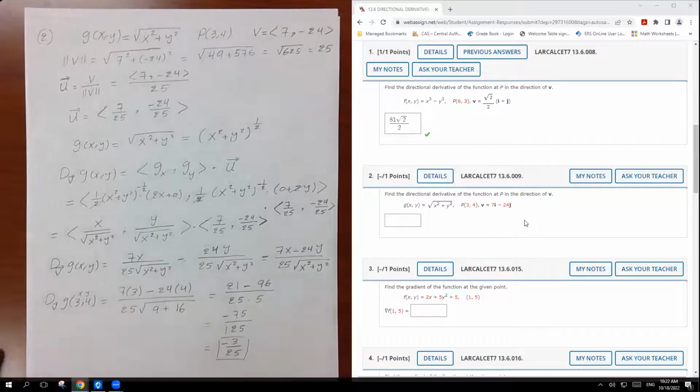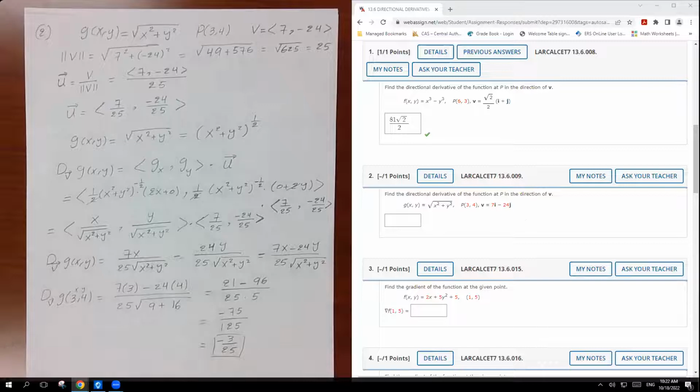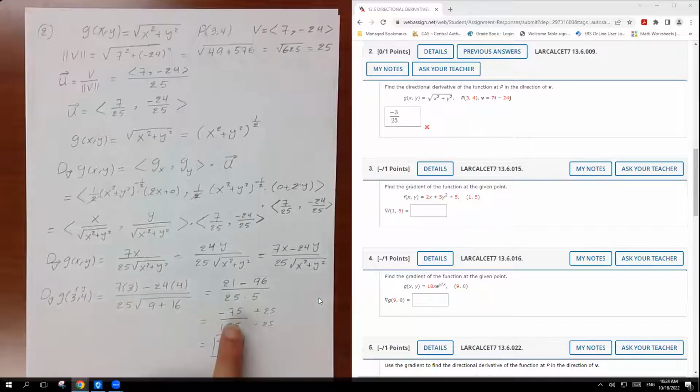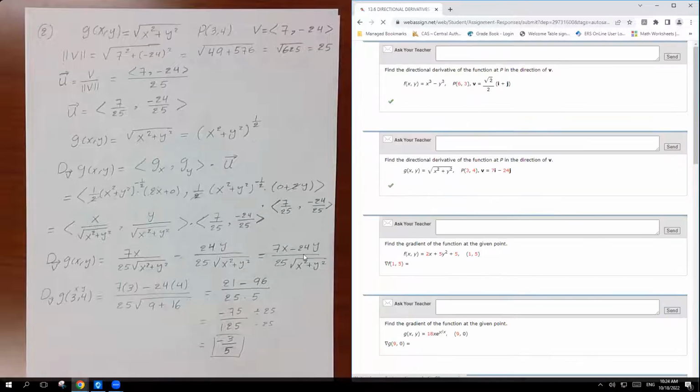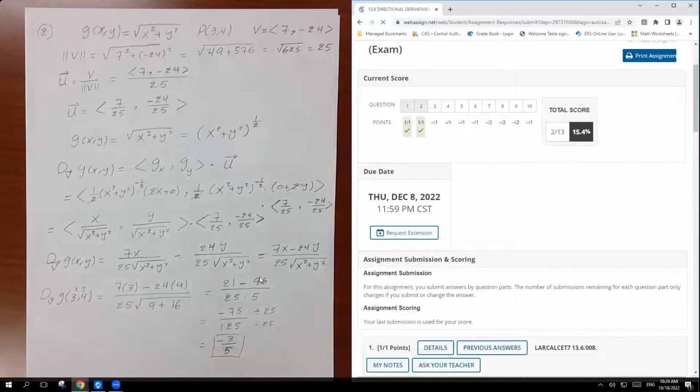That's it for this example. Wait, here's a correction, because we can divide both by 5 again. So it's going to be negative 3 over 5. Here we go. That's it.